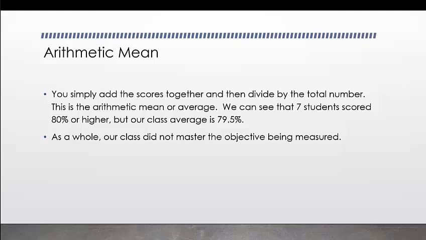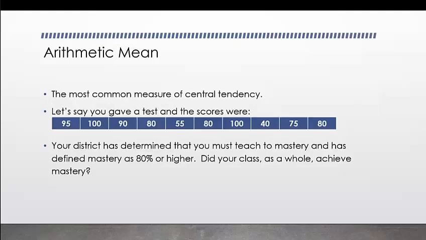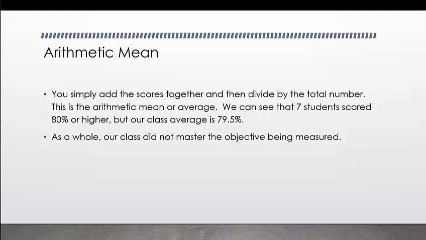Obviously, to get the mean, you simply add the scores together and divide by the total number, and that gives you the mean. This is the arithmetic mean, or the average as we most commonly call it. We can see that 7 students in our data scored at 80 or higher, but 3 students scored below our mastery. Our mean for the class comes out to 79.5. So as a class, as a whole, our class did not master the objectives being measured.